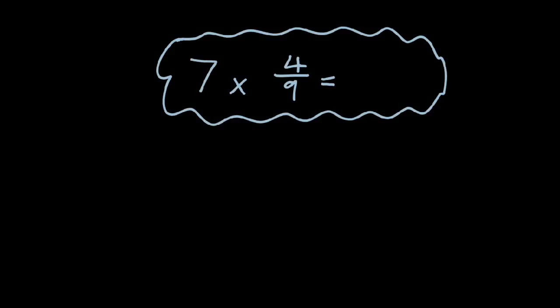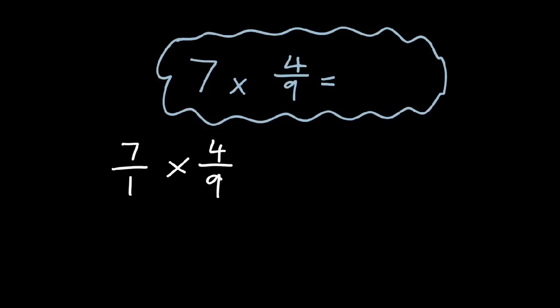Here's a pretty straightforward fraction multiplication problem. Let's look at how we'll solve it. First thing we're going to do is look at these 7 units. I'm going to turn them into a fraction. So 7 wholes, 7 over 1. Still going to multiply, and I've still got 4/9.